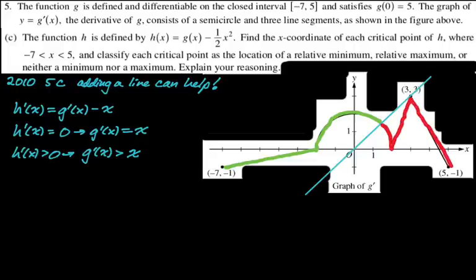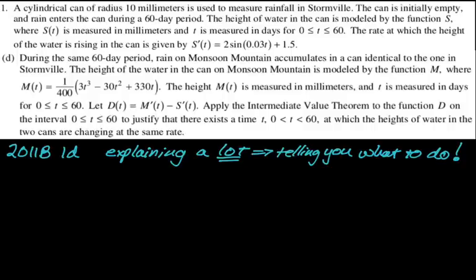I'm not going to finish the problem, but it looks to me like root 2 is a critical point. It looks like h prime changes from positive to negative, so it is a relative maximum. It also looks like 3 is a critical point, but there's no sign change in h prime there, so it's not a max or a min. But I didn't solve it in the video. All right, next up is 2011 1D. And again, if they're explaining a lot, it means they're telling you what to do.